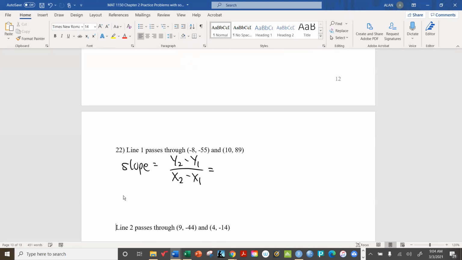So that means we have 89 minus negative 55 over 10 minus negative 8. So this is 89 plus 55. Let's see what that is. 89 plus 55 is equal to 144. Oh, this doesn't look good, does it?